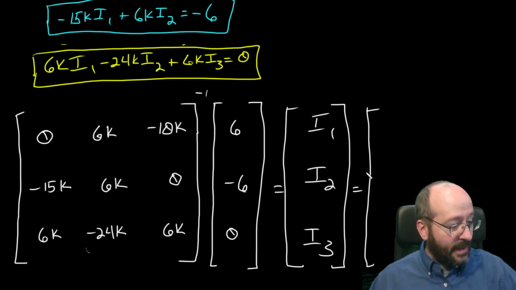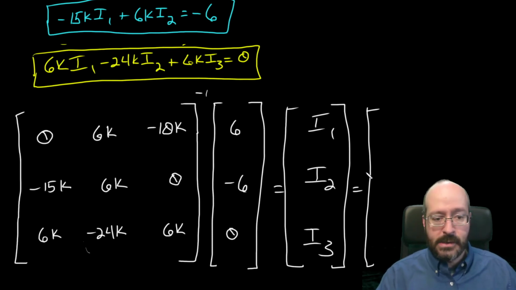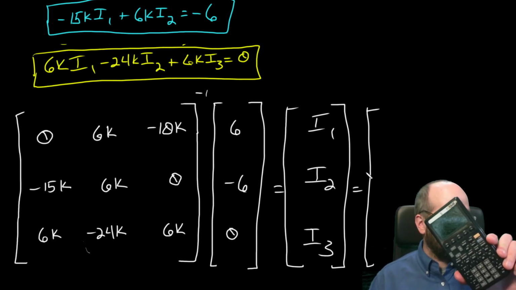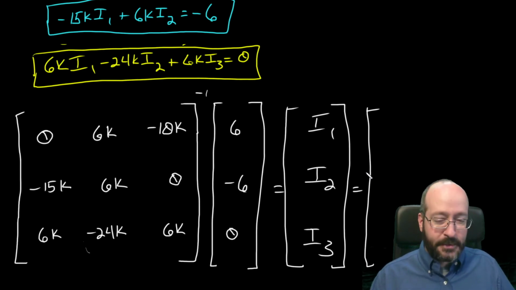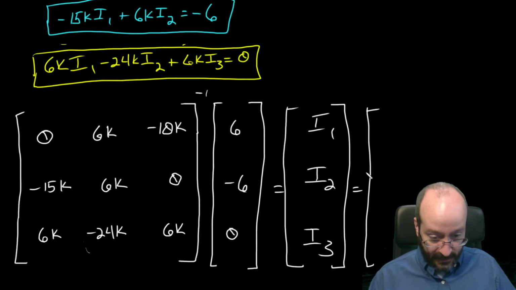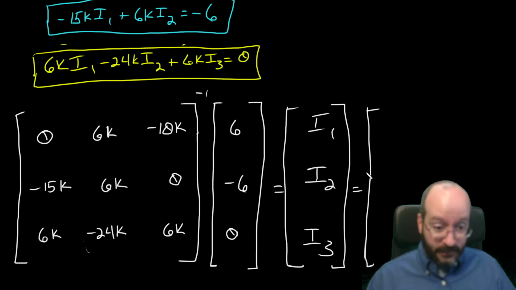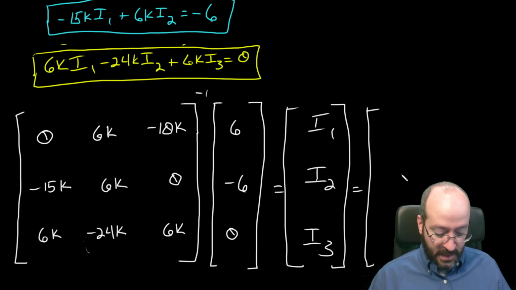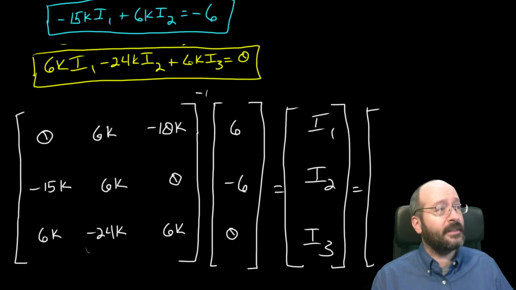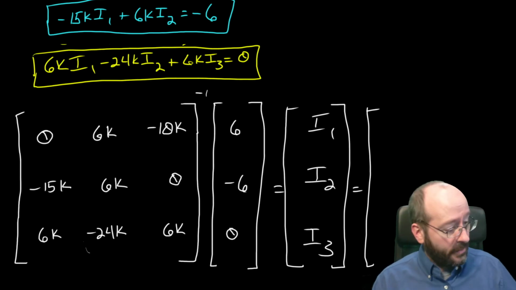Okay, so grab a calculator, grab MATLAB, whatever you want to do, but there's our system of equations. I'm going to grab my 85, and it's a 3 by 3 matrix, right? So I'm solving for 3 unknowns: 0, 6K, negative 10K, 6, negative 15K, 6K, 0, negative 6, 6K, negative 24K, 6K, and 0. And hopefully I agree with Past Dave. Past Dave agrees, so we're in good shape there.